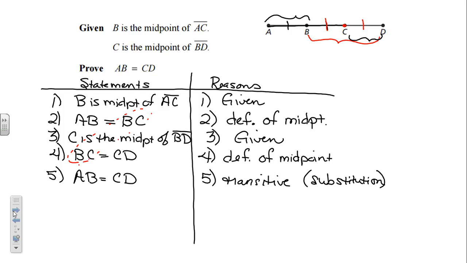So we always write the givens. We ask ourselves, what does it mean? And then we use our transitive, subtraction, addition, those types of things to make it happen. What questions do you have on this slide?